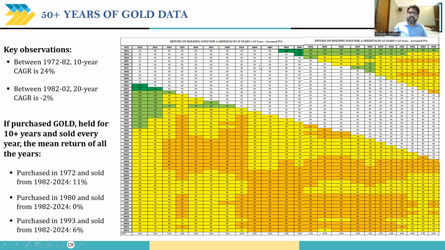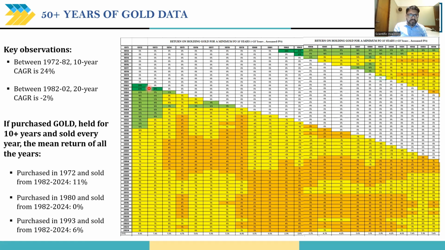I am not taking any return for a duration of less than 10 years. So 71 to 81, I am not taking. Likewise, all the zeros which you see are basically those periods that I'm not looking at. I'm considering buy and hold of gold for 10 years, for that long-term investing, and then seeing what kind of CAGR return has come. So any in-between period is ignored, and then this is the return. Green means high return, red means low return.